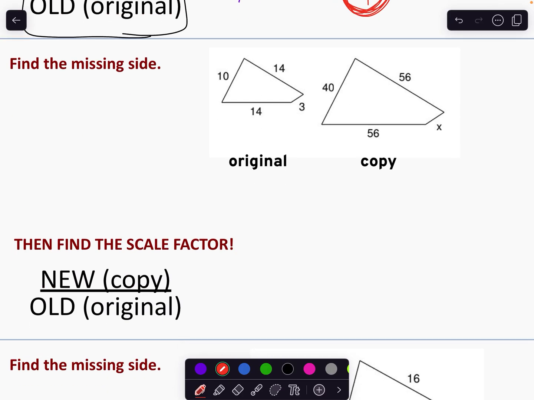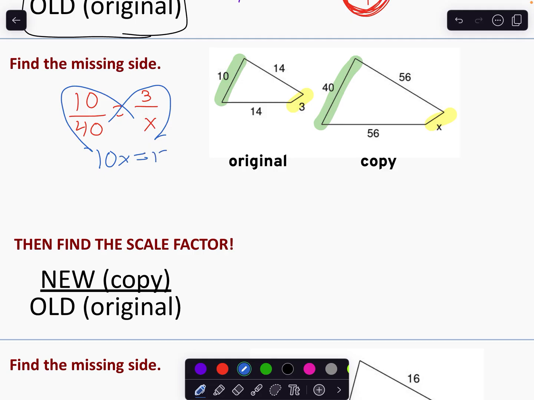Down here, missing side and then scale factor. So let's do this again. 10 and 40 we can compare. 3 and x we can compare. So I would do 10 on the original over 40 on the new equals 3 on the original and x on the new. All right, so you should get 10x equals 120. Divide by 10. You should get here x equals 12. So this would be 12 units here.